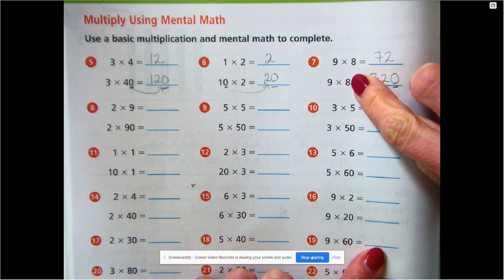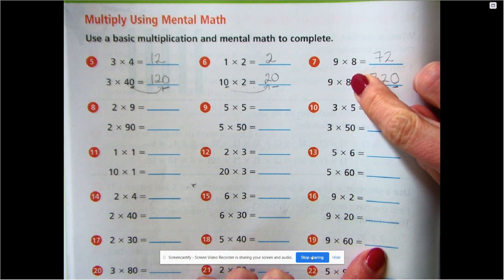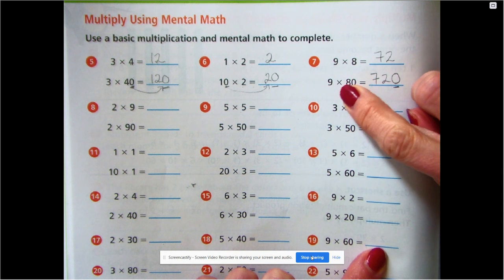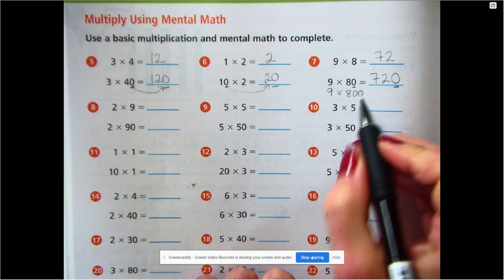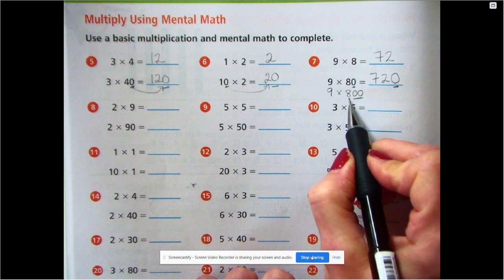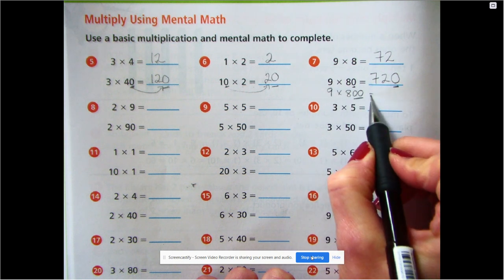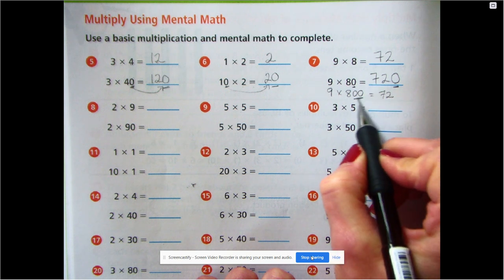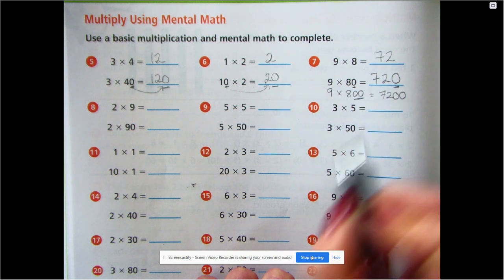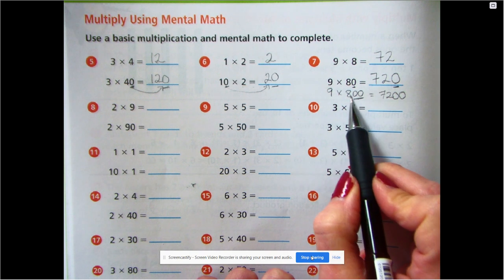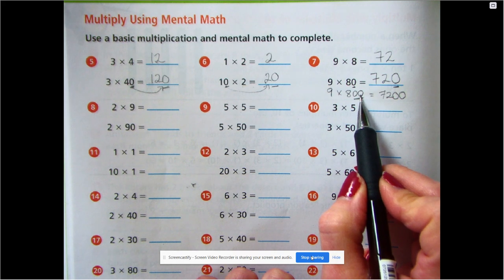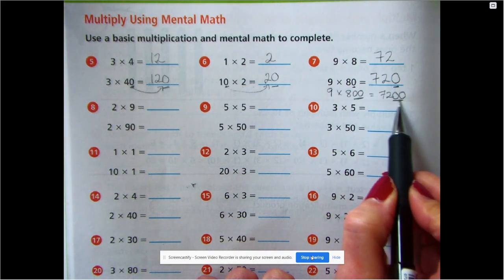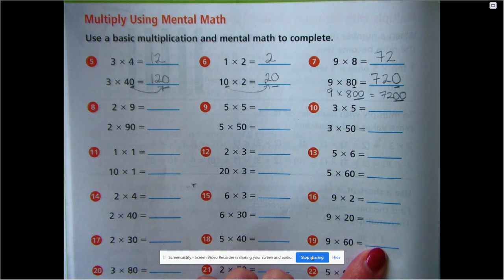Right? I cover up the 0. I show what I know. What I know is 72. Then I tack on however many zeros there are. If this was 9 times 800, oh my goodness, now there's 2 zeros. 9 times 8, I still know is 72. Now I tack on 2 zeros because 800 is still a multiple of 10. If I'm counting by tens, I'm going to land on 800. All I did was tack on however many zeros I had.